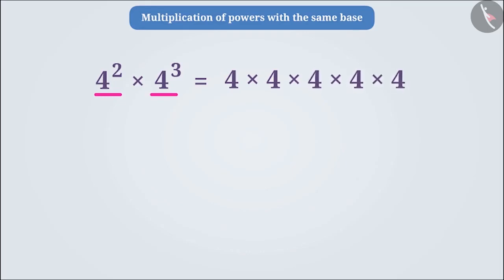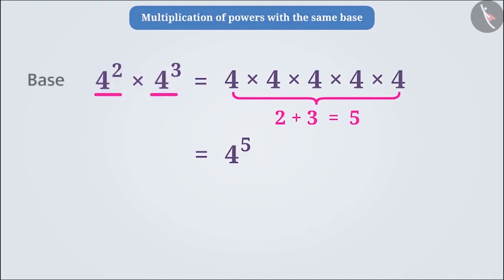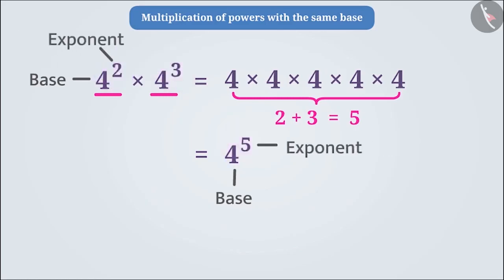Now you can see here that 4 is multiplied by itself a total of 2 plus 3, that is 5 times. Therefore, we can represent it as 4 to the power of 5. Now you can see that the base of the numbers multiplied is equal to the base of the result, and the sum of the exponents of the numbers to be multiplied is equal to the exponent of the result.